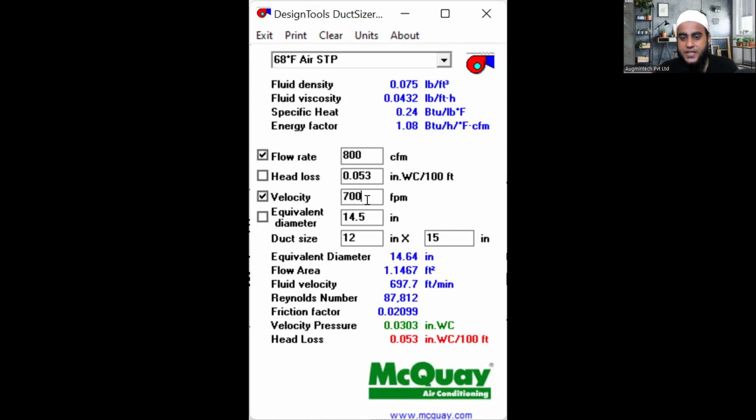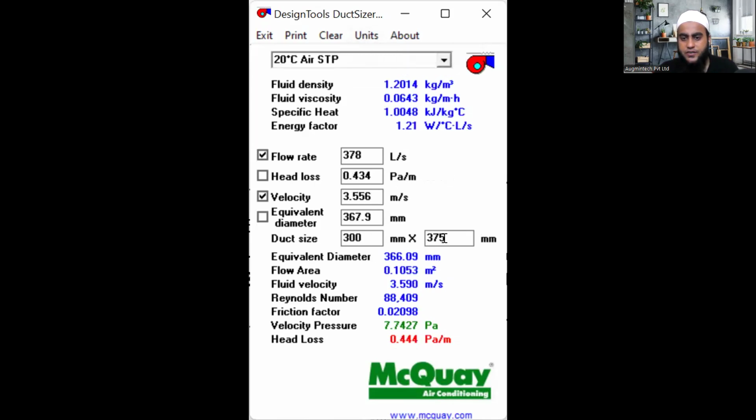Suppose let's say I have reduced to 700 FPM. Now for 700 FPM, you have to check the head loss, because head loss should always be between how much range? 0.05 to 0.08. Okay, so here also it is clear. So now change the unit, and for 300, see, 375 they are showing. Okay, so no problem.